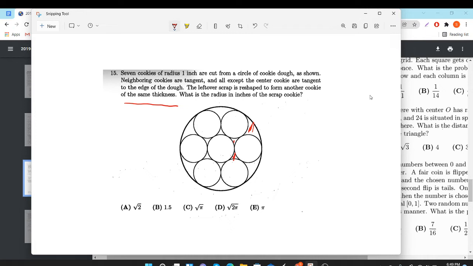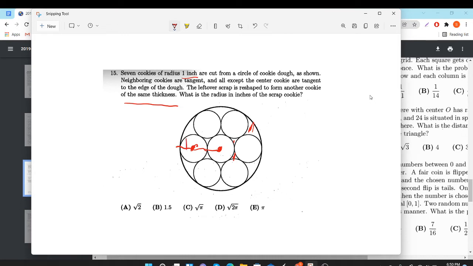So the first thing we're going to start off by doing is connecting the centers, since anytime you see a problem like this, you just connect the centers, and that's how you solve it. We first need the radius of the big circle. For the radius of the big circle, you want the midpoints right here. Then you can draw radii, and this will be the radius. Each of these cookies has radius 1 inch.